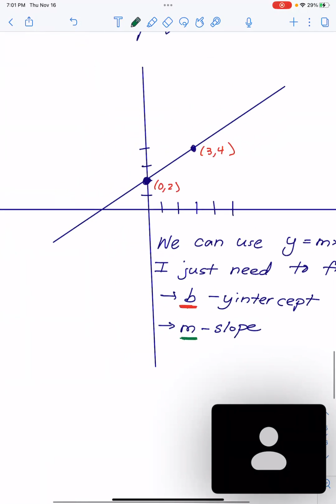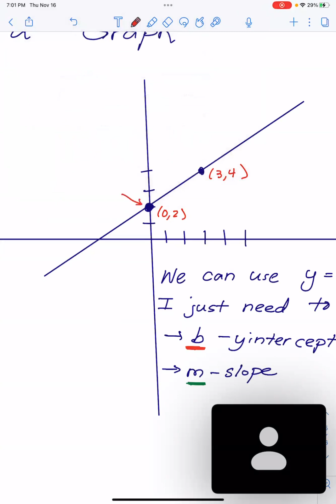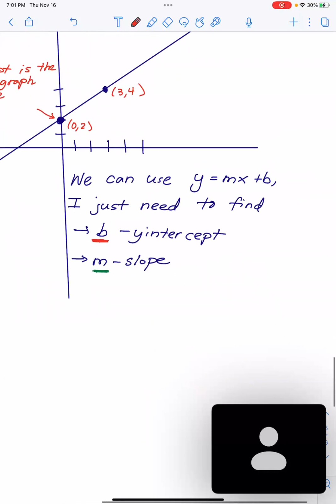Okay, well, what's my y-intercept? The y-intercept is just the place where the graph crosses the y-axis. And in our case, it's at 2. So for us, we have b is equal to 2. That is the place at y equals 2 that the graph crosses the y-axis.